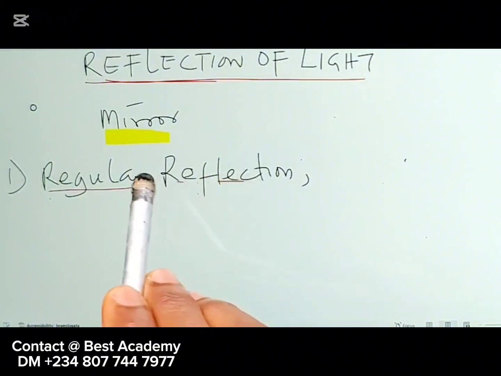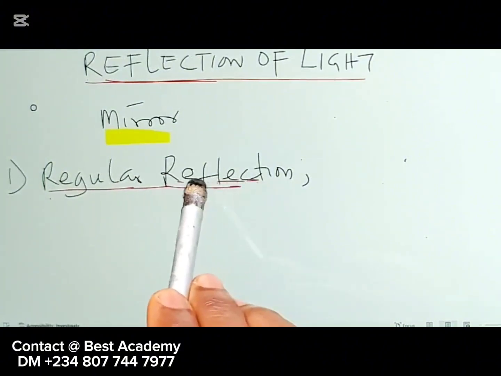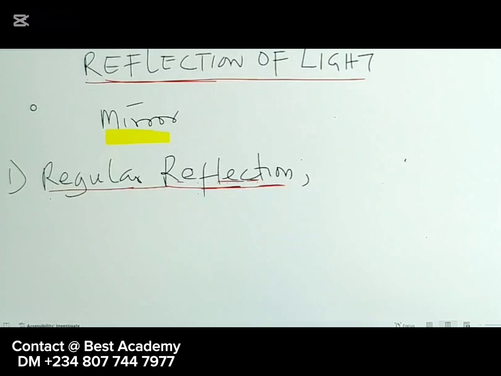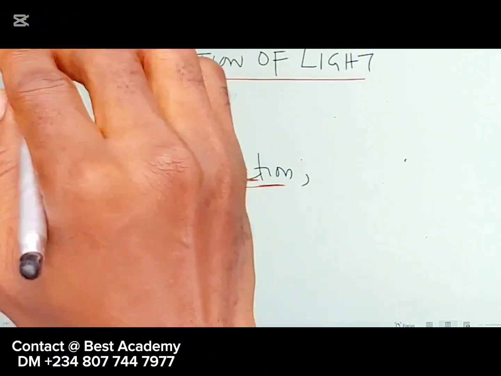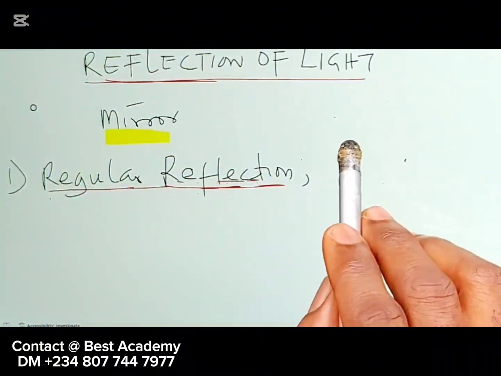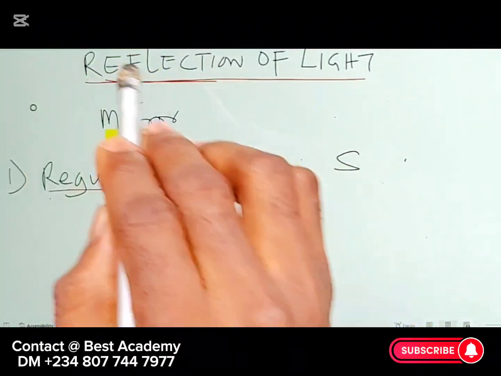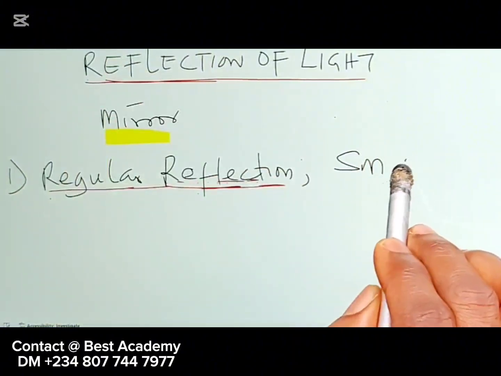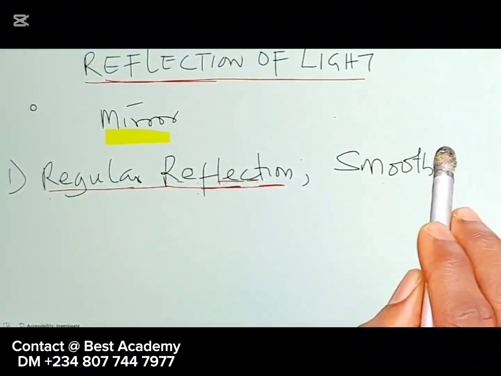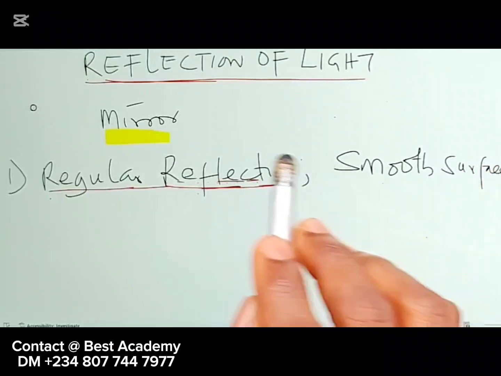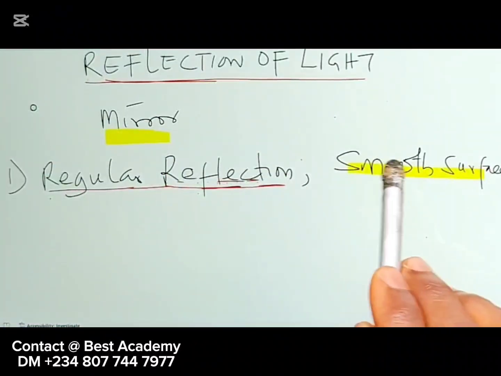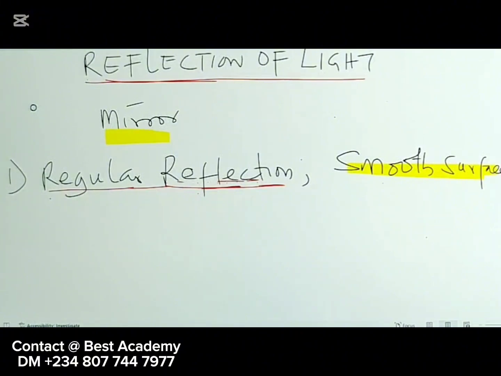Okay, now let's take a note on regular reflection. Regular reflection can be defined as the reflection that occurs on a smooth surface. Our main point here is a smooth surface. So the reflection that occurs on a smooth surface is known as regular reflection.